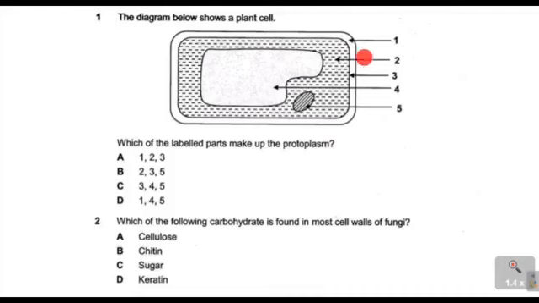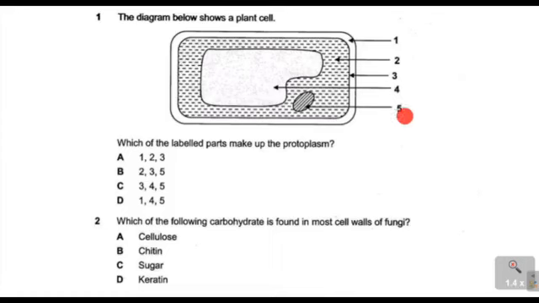So when you look at this plant cell, 1 is the cell wall. Then 2, this is the cytoplasm. 3 is the cell membrane. Then 4, this is the vacuole. 5, this is the nucleus. So I've said protoplasm consists of the cytoplasm and the nucleus, including the cell membrane.